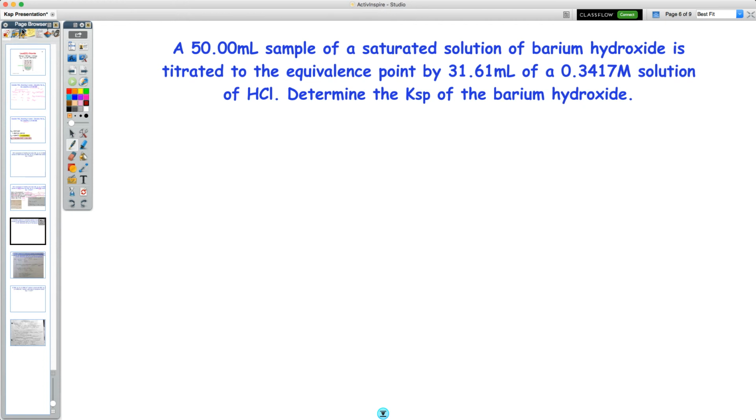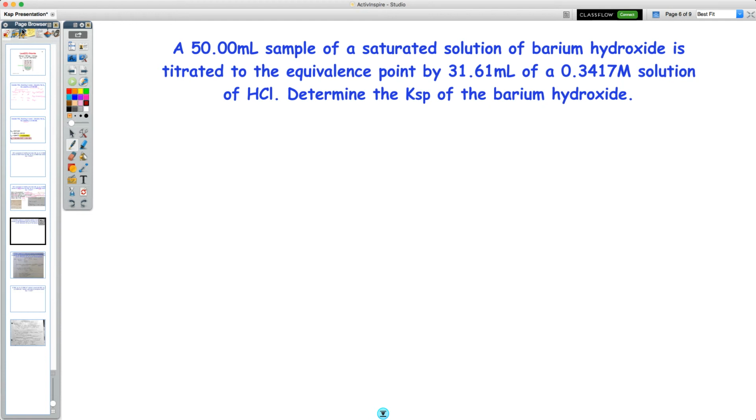So in the last video, we talked about what Ksp was, and we did some equilibrium problem solving. We're going to do some more complicated problem solving in this short video. So the next problem I wanted to take a look at was some applications of solubility equilibria.